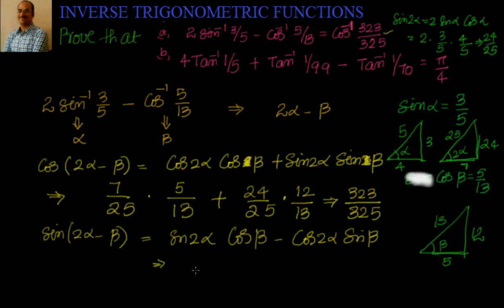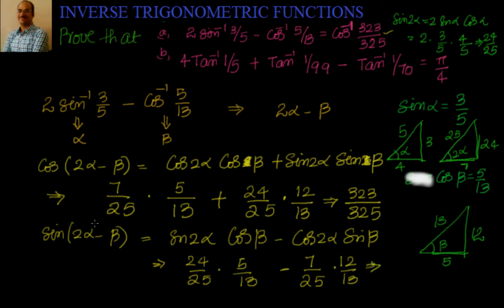What is sin 2 alpha? Sin 2 alpha is 24 by 25 into cos beta. Cos beta is 5 by 13, minus cos 2 alpha, 7 by 25, into sin beta. Sin beta is 12 by 13.